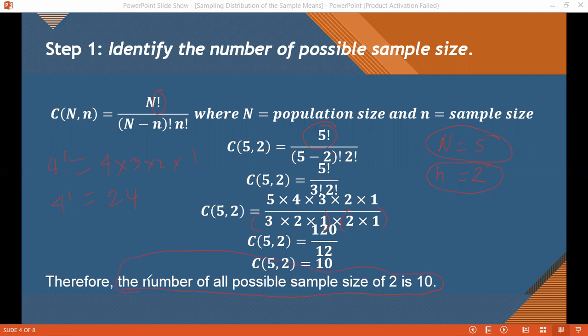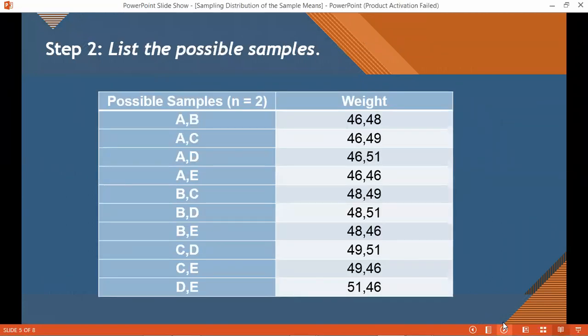So i-expect natin sa step 2 that we must have only 10 possible sample size of 2. Okay, so titingnan natin siya. Let's go. Next step is this one. So here we will list the possible samples. So paano siya? How am I able to get the possible sample size of n equals 2? Di ba? Kanina we have this one.